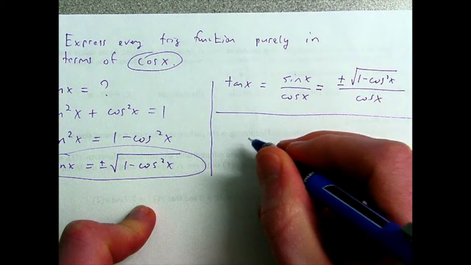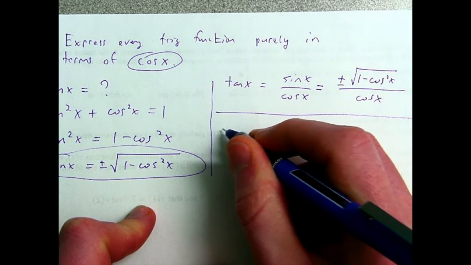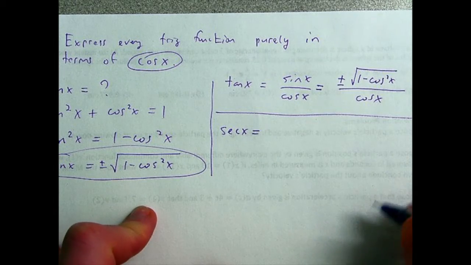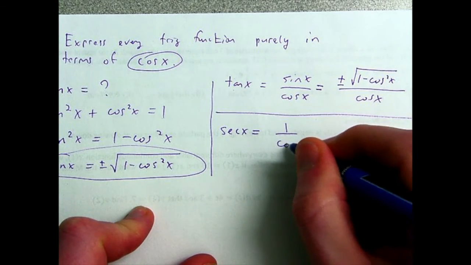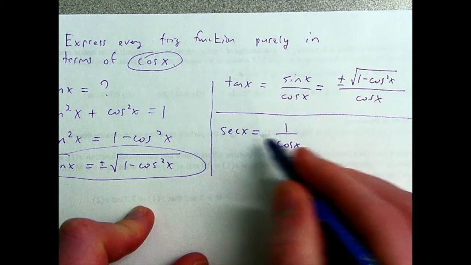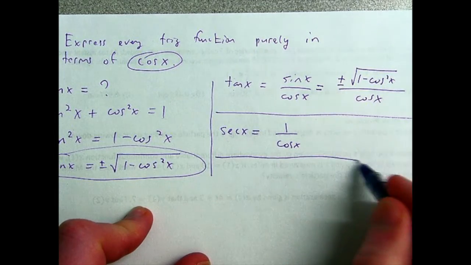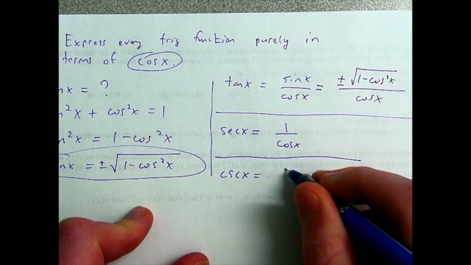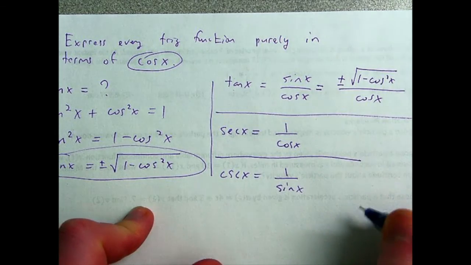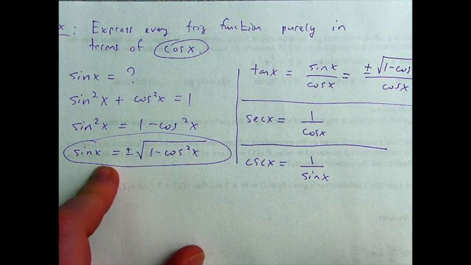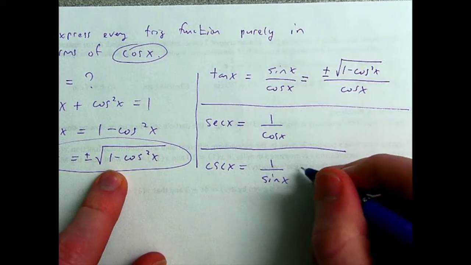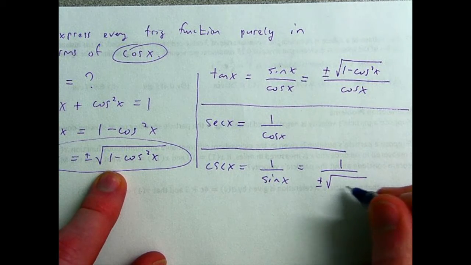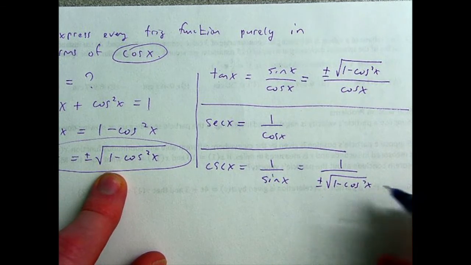Let's take a look at, say, secant of x. That's pretty easy. The reciprocal identity says that secant of x is 1 over cosine of x. So that's a formula for secant purely in terms of cosine. Very straightforward. How about cosecant of x? Well, cosecant of x I know is 1 over sine, and I've already established that sine is given by this formula here. So that would give me 1 over plus or minus root 1 minus cosine squared x.